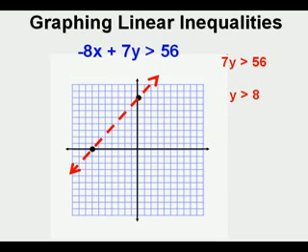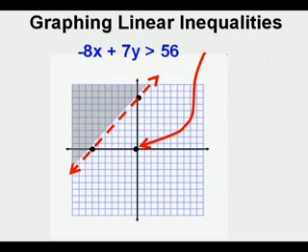And since it's greater than, we need to shade which way? Well, upwards. And we finally check the point 0, 0 to see if it's a solution. Since it's in the unshaded area, it should not be in the solution set.